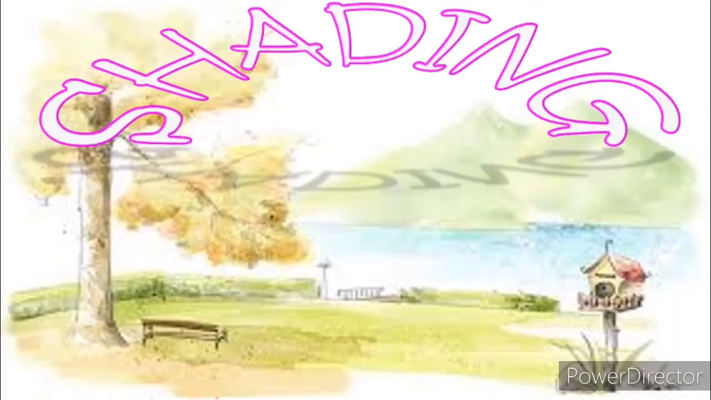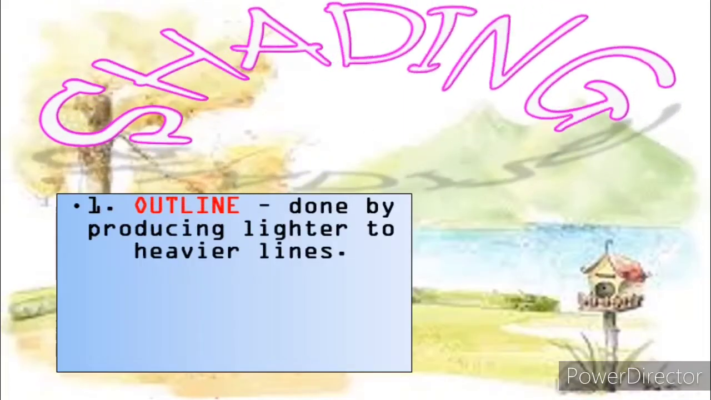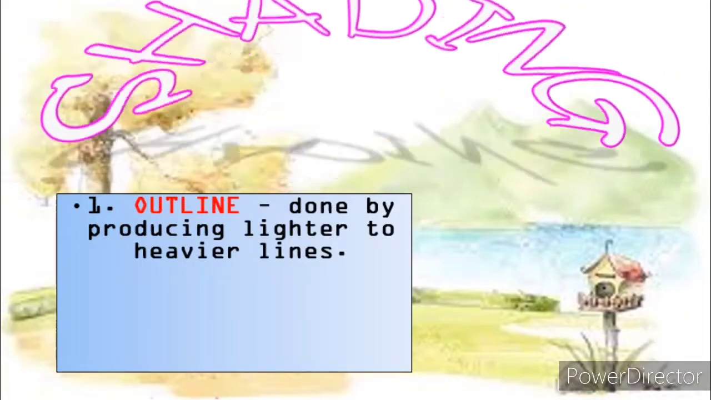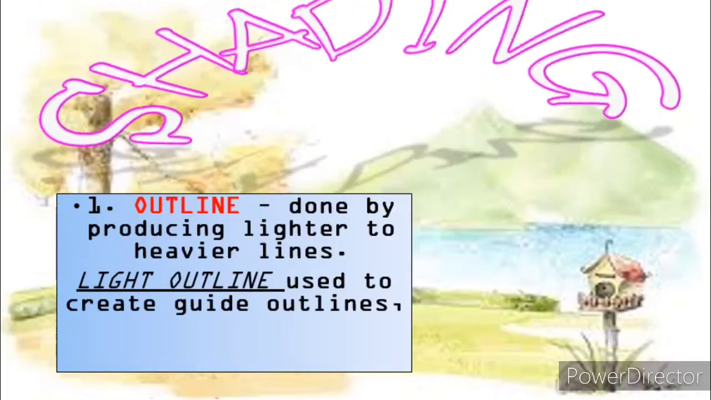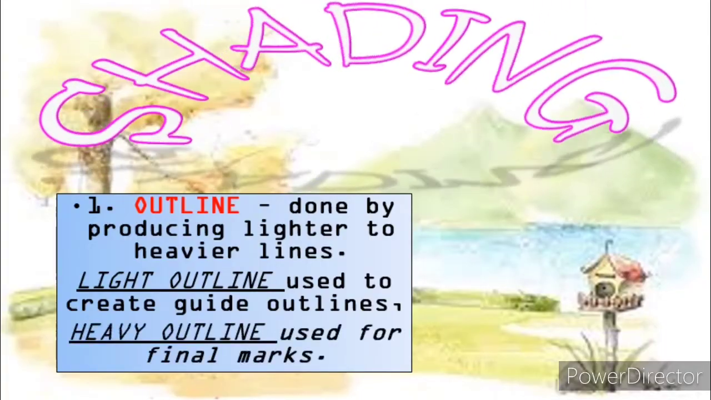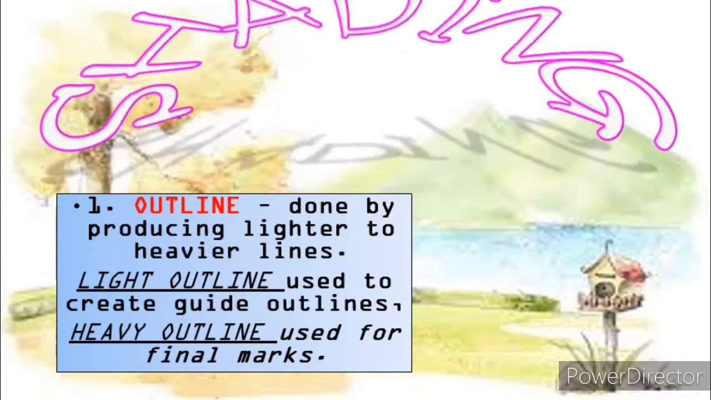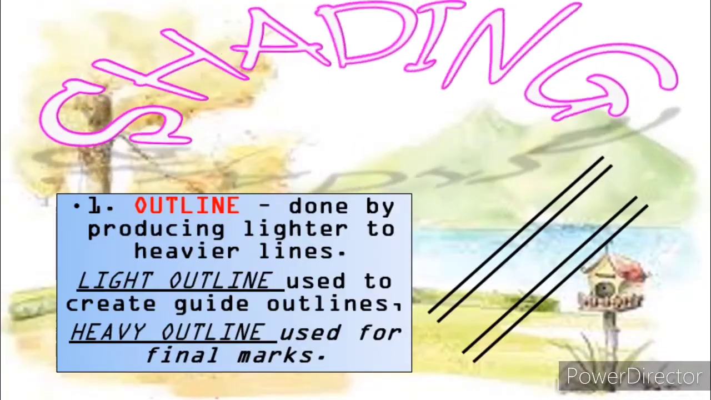Third, shading. Before applying shading to your work, you have to master first the basic pencil drawing techniques. All of the shading techniques listed below can be made with lighter to heavier pressure. Number 1, outline. It is done by producing lighter to heavier lines, depending on the need. A light outline is usually used to create guide outlines or temporary lines, whereas a heavy outline is used for final marks in the drawing. So these are the outlines, either diagonal, vertical, horizontal, and the like.